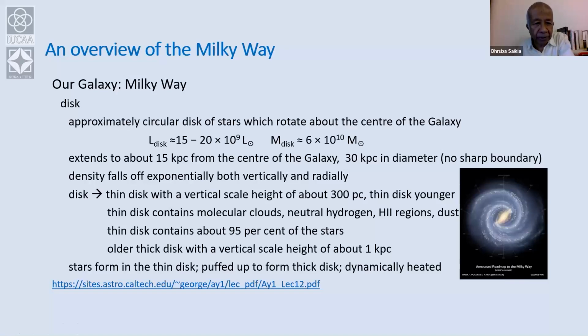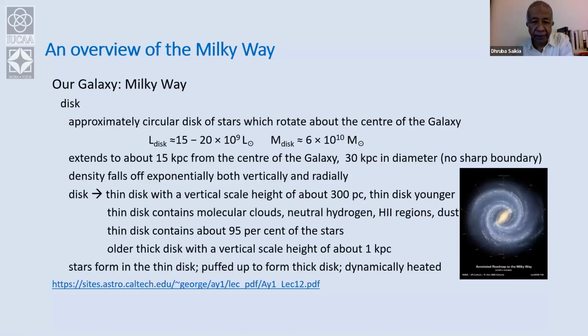So a disk is an approximately circular disk of stars which rotate about the center of the galaxy. I've given the luminosity and the mass of the disk which have been estimated. It extends to about 15 kiloparsec from the center of the galaxy, so roughly 30 kiloparsec in diameter. Don't pick a fight with somebody who says it's bigger, because the density doesn't fall off sharply. It depends to what brightness you want to define it. Also, it depends on what component you're measuring.